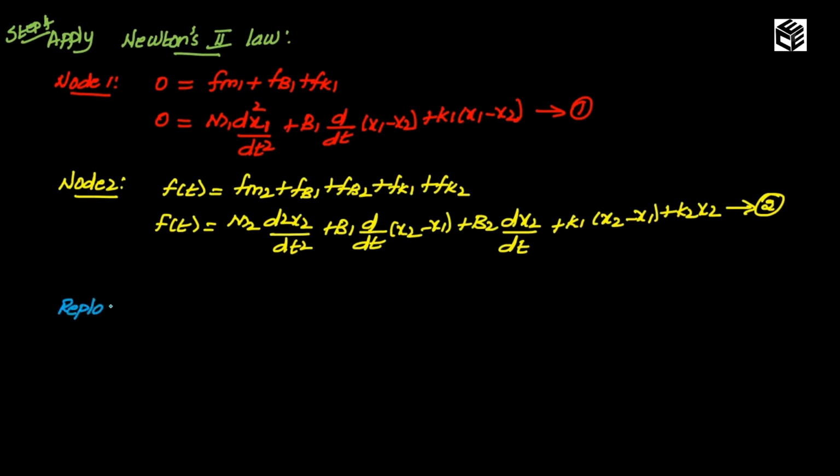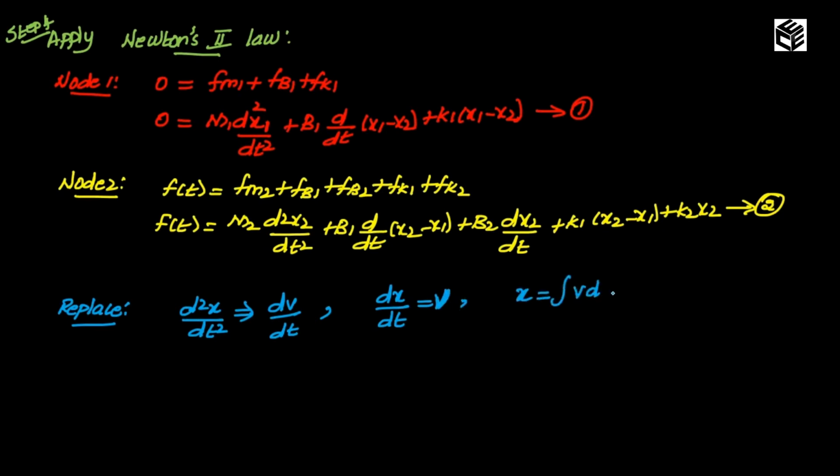Replace displacements, correct? So replace d square x by dt square as dv by dt, and dx by dt as velocity v, x as integral of v dt. Here we have two displacements x1 and x2, so I am going to use two velocities v1 and v2.